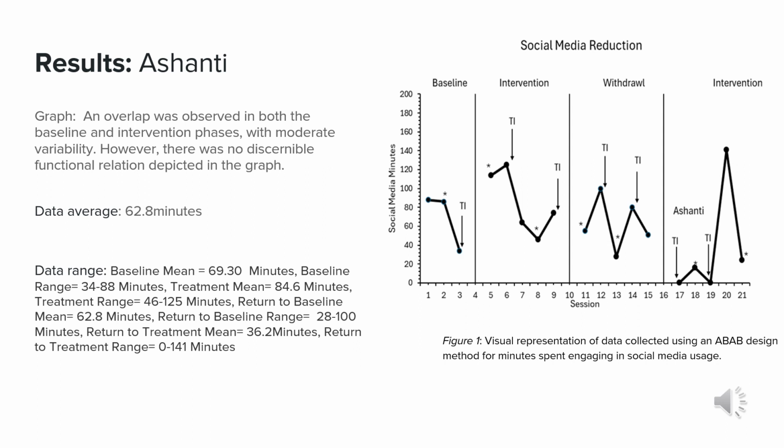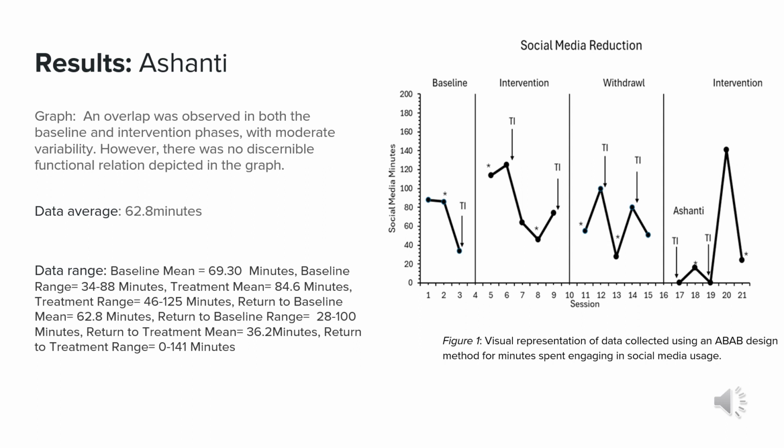Taking a look at the graph, an examination of the data revealed an overlap between the baseline and the intervention phases with a little moderate variability. However, a discernible functional relationship between the intervention and the behavior was not apparent. This was due to the fact that during the intervention, there was an option to ignore the screen time limits, and I occasionally chose to disregard the screen time limitations, which compromised the integrity of the study.